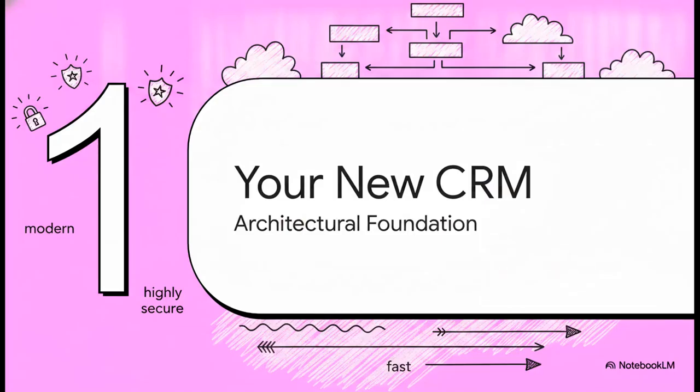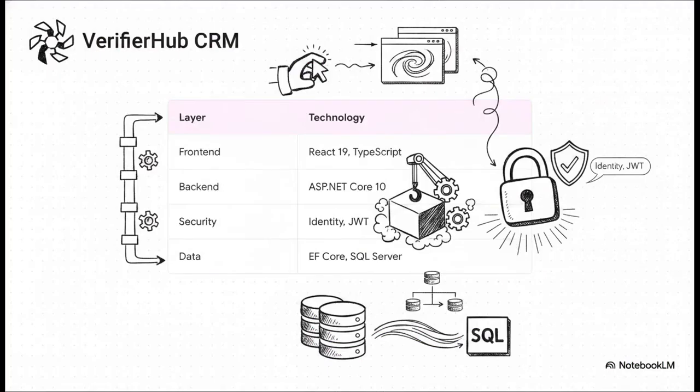All right, part one, your new VerifierHub CRM. Let's take a quick peek under the hood. Your front end is built on React 19 and TypeScript, which is basically what gives your team that lightning-fast, highly responsive experience. On the back end, ASP.NET Core 10 is doing all the heavy lifting. We've locked down your security using identity and JWT access tokens, meaning your data stays strictly protected at all times. And for data storage, we're relying on EF Core and SQL Server. It is absolutely top-tier tech, but it's completely abstracted away behind a really clean, business-friendly interface.